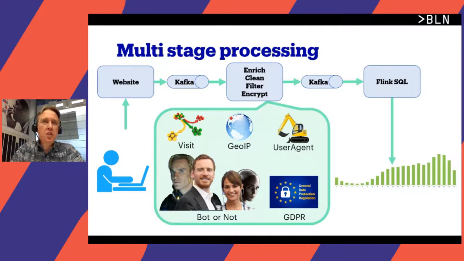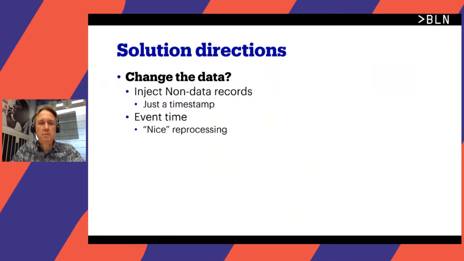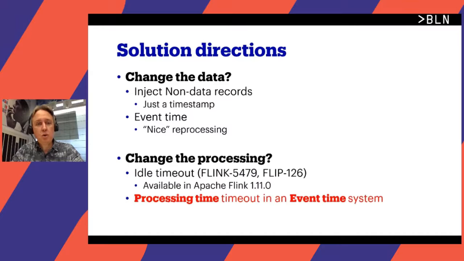So how do we then fix this? Well, there are two primary solution directions that I've seen. Either you change the data, for example, you inject non-data records that are effectively just a timestamp. I'll go into that a bit more later. Or you change the processing. And in Flink, they recently committed a feature that allows detecting an idle timeout. So if a Kafka topic or partition does not have data for a too long time, it automatically marks it as idle and effectively says, we're not looking at you anymore in terms of watermarks.